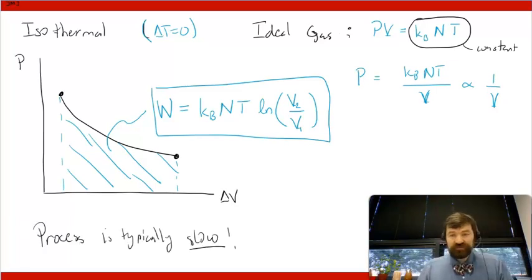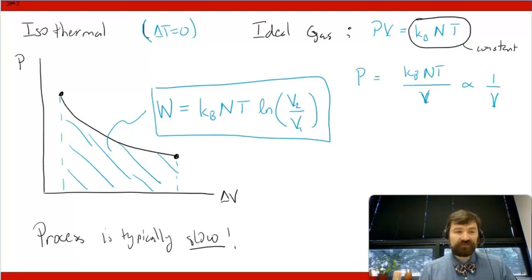Last thing I should add here is that these processes, isothermal processes, are typically very slow because we need the system to remain in thermal equilibrium throughout. And in order for that to happen, any heat flow in and any heat flow out have to maintain a constant temperature. So it has to be slow enough that the temperature isn't changing.